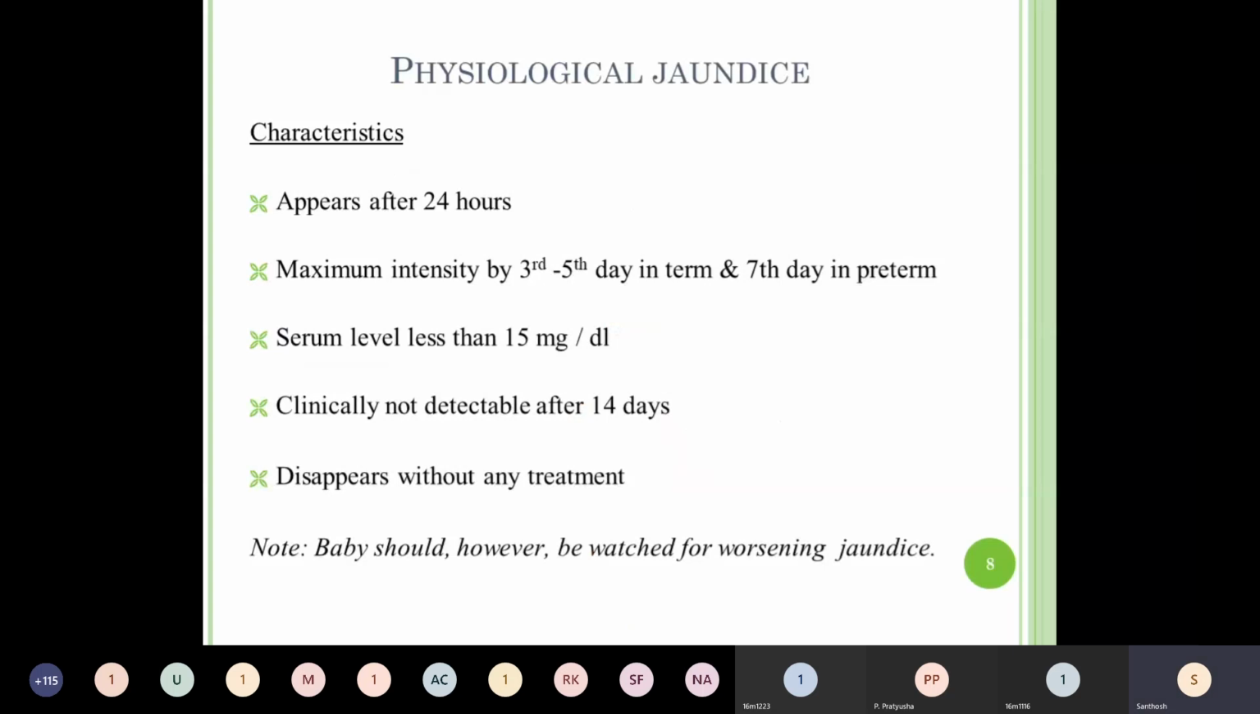Now, what do you mean by physiological jaundice and pathological jaundice? You should know when you say it is physiological and when pathological. In physiological jaundice, the jaundice appears after 24 hours of age. In newborns the peak intensity is seen by 3 to 5 days, and then it slowly comes down. Whereas in preterm babies, the peak reaches by the 7th day. The serum bilirubin levels are usually less than 15 milligrams per deciliter, they disappear by 14 days of life, and it doesn't require any form of treatment. So these are the characteristic features of physiological jaundice.